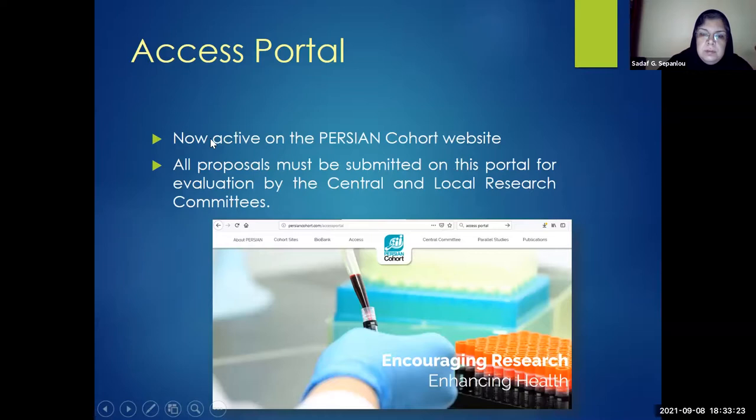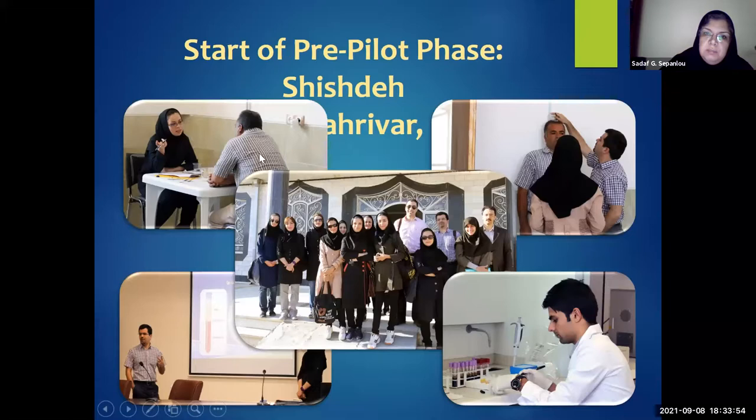There's an active site on the Persian cohort website where proposals can be submitted and will be assessed by the scientific central team to see if the project is adequately detailed to be performed on the data of the cohort. And these are the photos of the pilot phase in different sites of Iran in the Persian cohort.